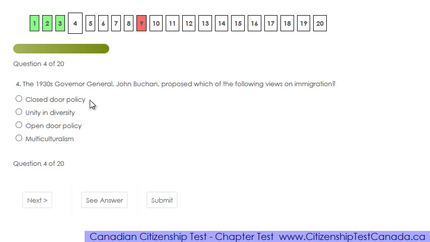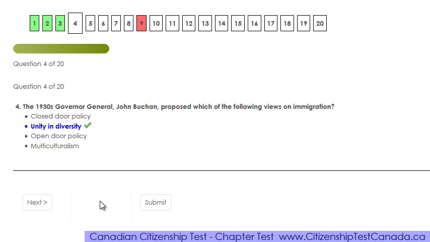So all of these are overt or covert items that we've seen in Canada and immigration. Closed door policy: once, for example, Chinese immigrants had finished the railroad, Canadians didn't want any more Chinese immigrants, and so they closed the door to the Chinese by implementing a head tax. Open door policy: we have never had an open door policy. Multiculturalism is not an immigration policy. It's one of the characteristics of Canadian culture. Our answer is unity in diversity.